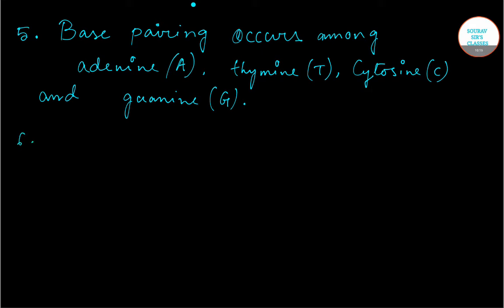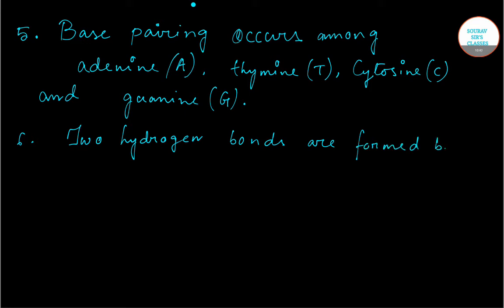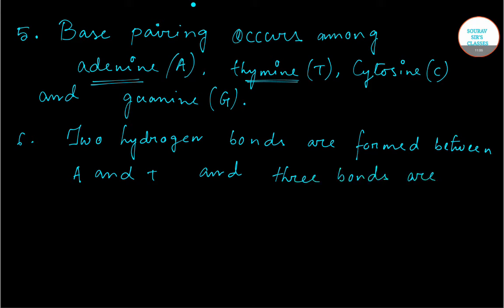Now the next one is that two hydrogen bonds are formed between A and T, that is adenine and thymine, while three bonds are formed between C and G, that is cytosine and guanine.